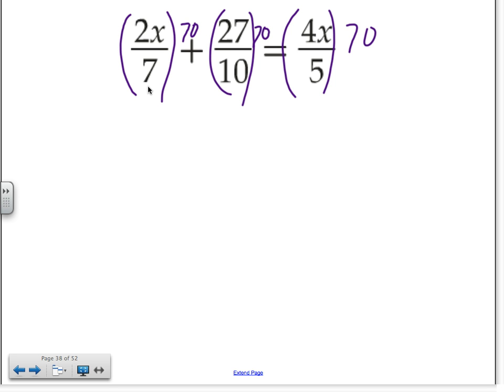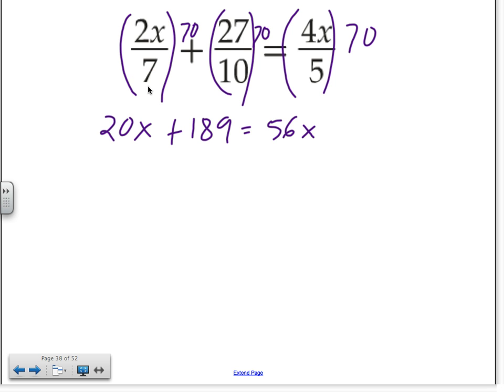70 divided by 7 is? 10 times 2x? 20x. See? It's a lot simpler, right? And over here, 70 divided by 10? 7 times 27. 189. And of course, last one here, 70 divided by 5 will get you 14 times 4x. 56x. See it? Now what do you do?